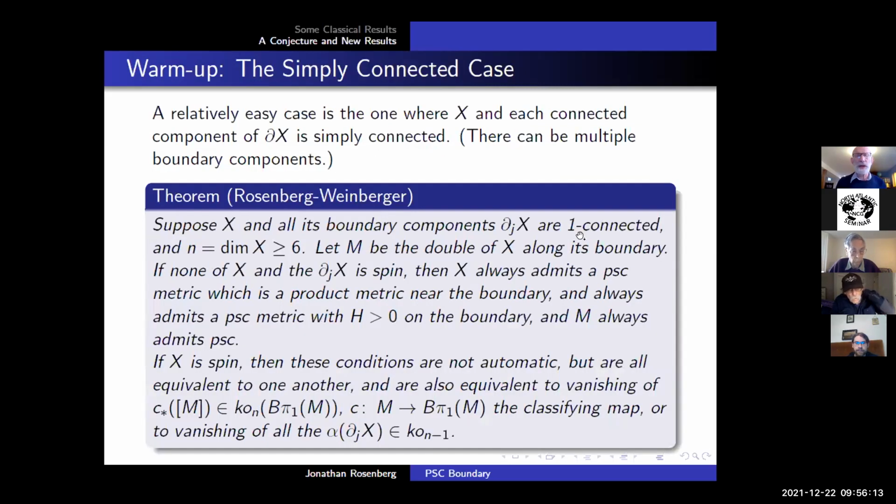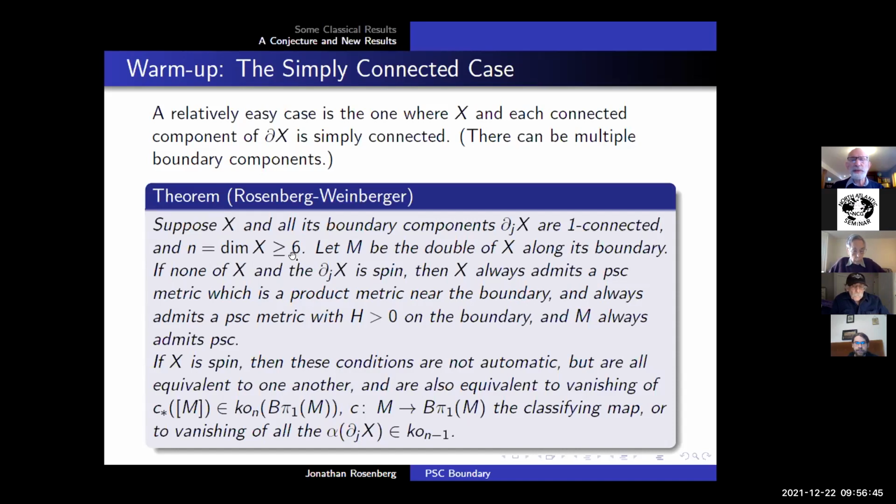All right, so now I want to talk about the doubling conjecture, and we have some new results on that. A relatively easy case is the one where X, our manifold with boundary, has each connected component of the boundary simply connected. But you're allowed to have multiple boundary components. So then this is the theorem. Suppose X and all its boundary components are simply connected, and the dimension is greater than or equal to 6.